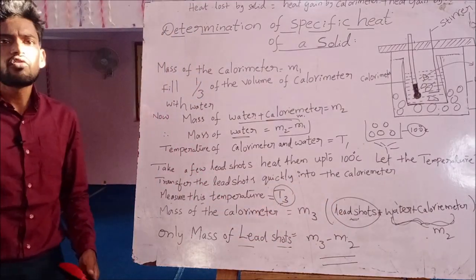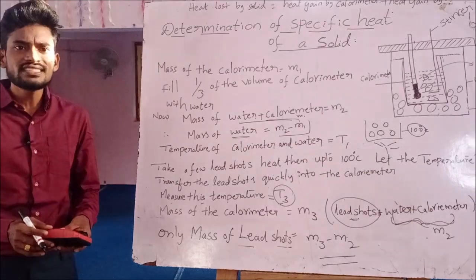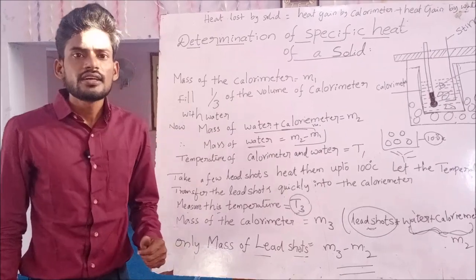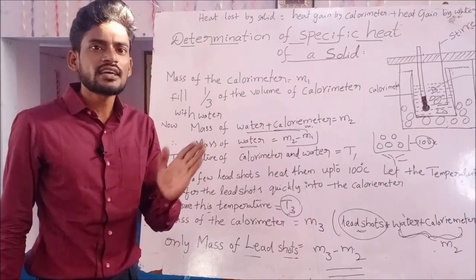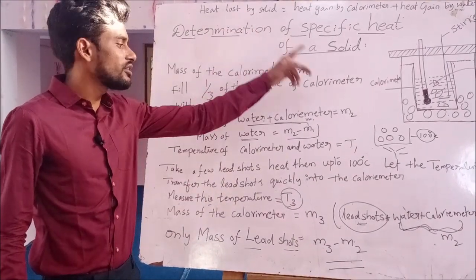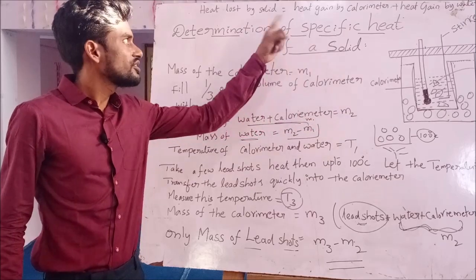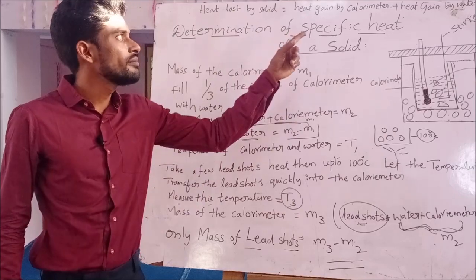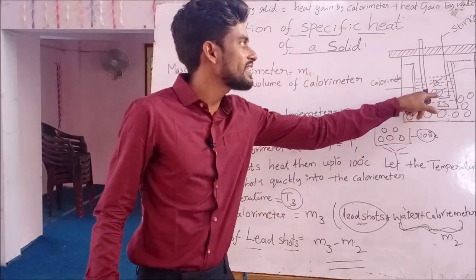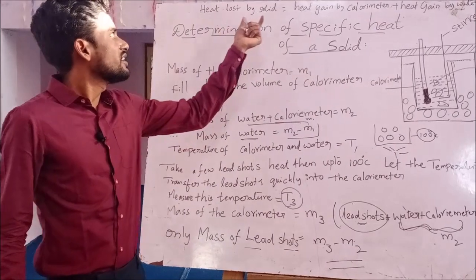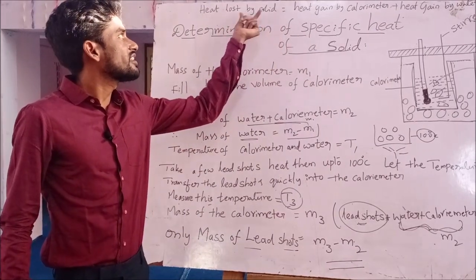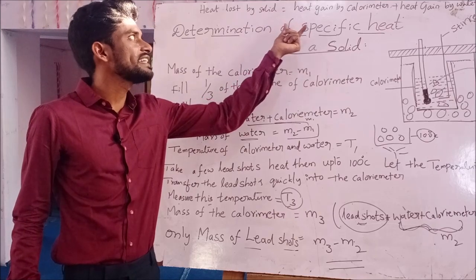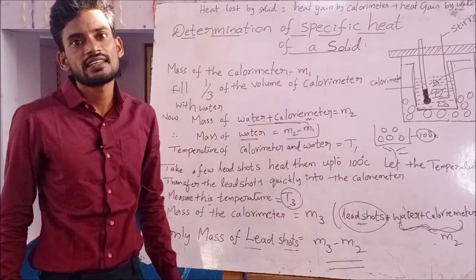So far, of course, you have already learned about the method of mixtures. There, the heat lost by the hotter sample, here the lead shot, should be equal to the heat gained by the calorimeter and water. That's why the heat lost by the solid should be equal to the sum of heat gained by calorimeter and water, according to the method of mixtures.